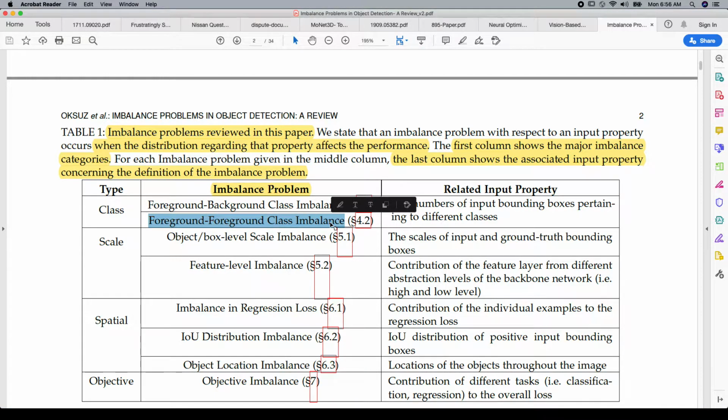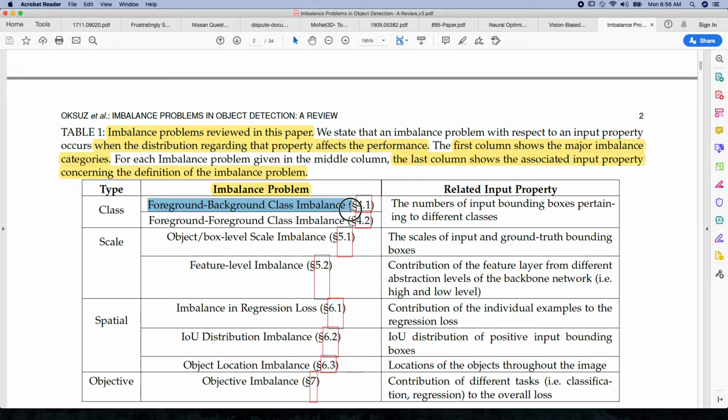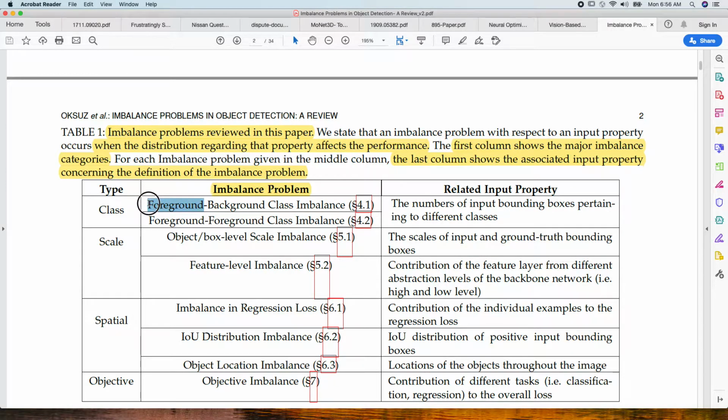But you also have the problem of foreground-background class imbalance. This is talking about your foreground contains your object of interest, but then you have backgrounds that contain other objects that are not of interest, and most times the background is the majority, more than your object of interest.